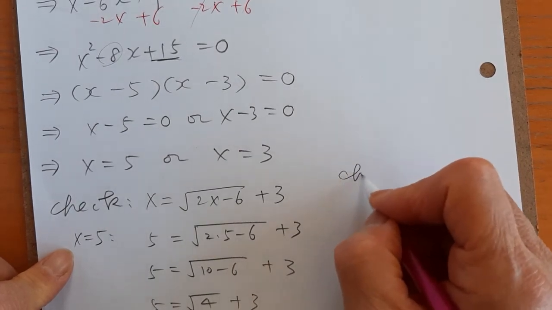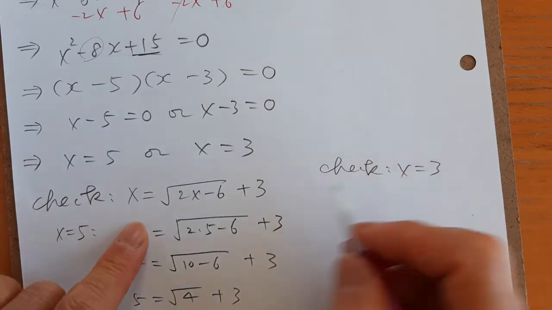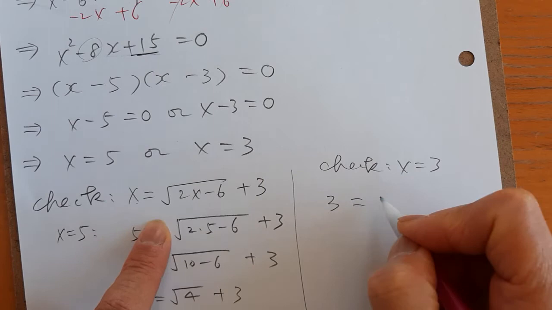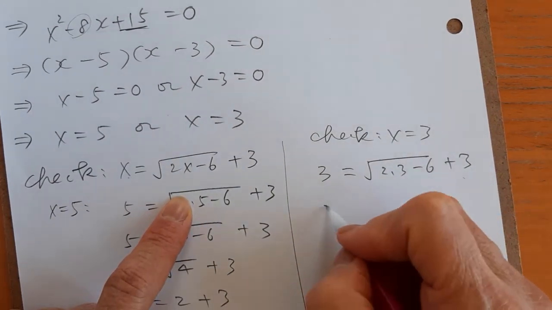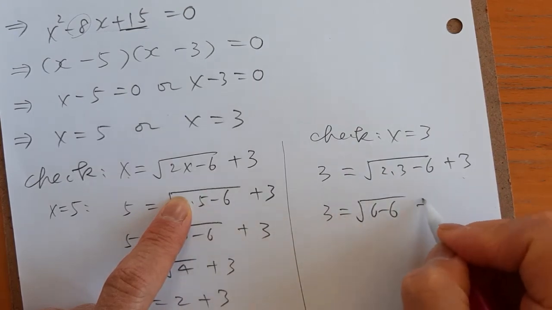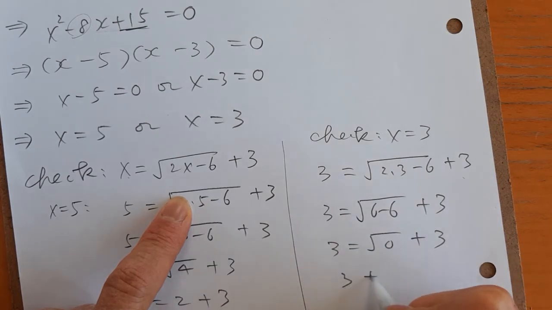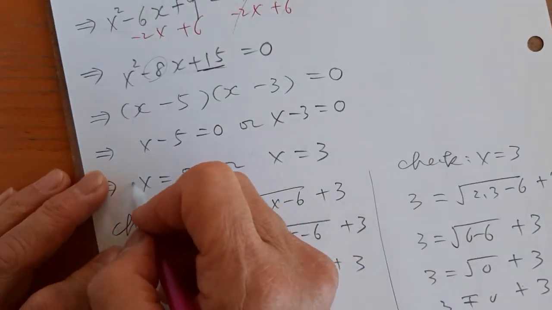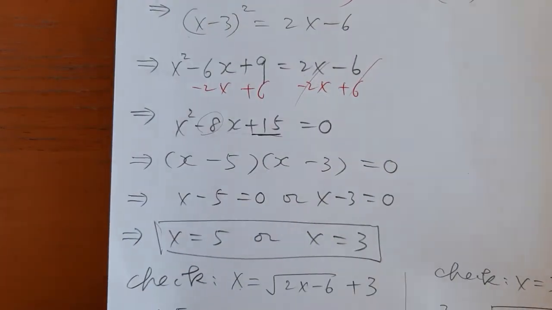And now check x equals 3. Plug it in: 3 equals square root of 2 times 3 minus 6 plus 3. So 3 equals square root of 6 minus 6 plus 3, which is the square root of 0 plus 3. So 3 equals 3. It checks, so this is a solution. There are 2 solutions.